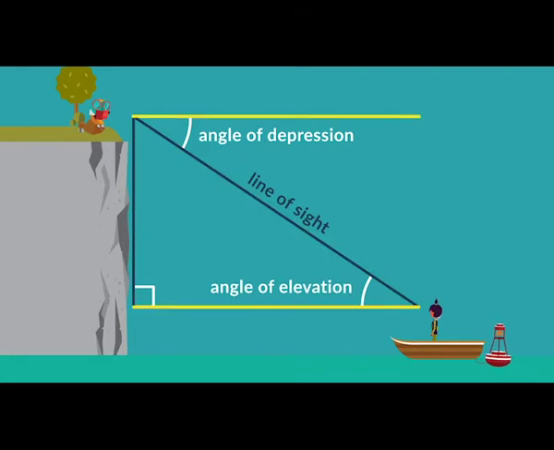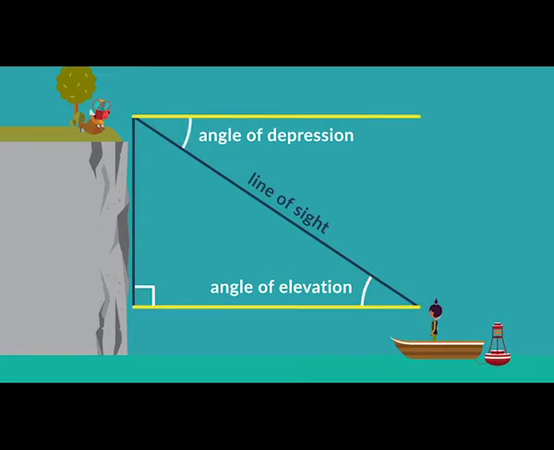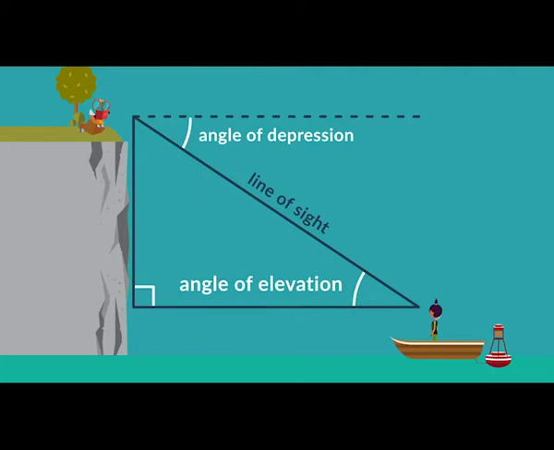Note that because the horizontal lines are parallel, the angle of elevation and the angle of depression will always be equal to each other. You may remember this from learning about parallel lines and the angles formed between them and a transversal. The angles of elevation and depression here are examples of alternate angles, and so their values will always be equal.